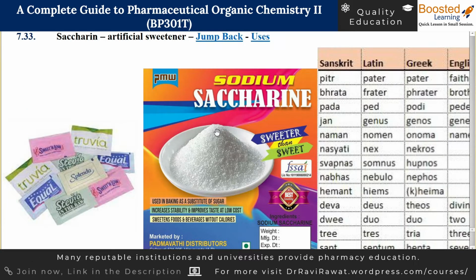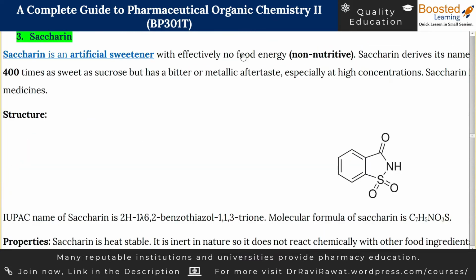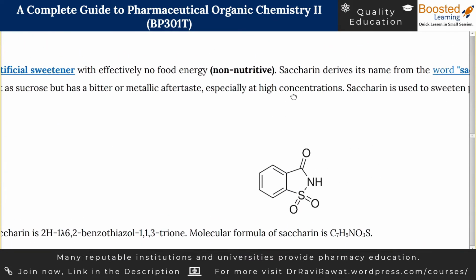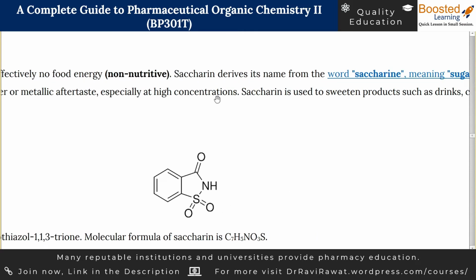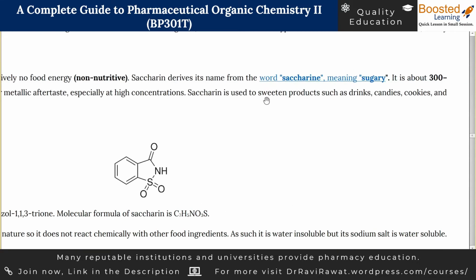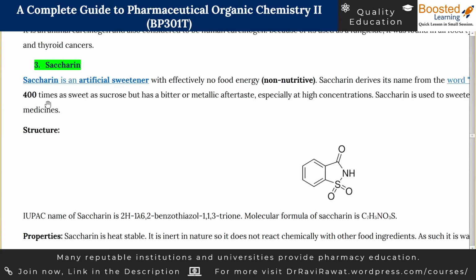So it is practically used to sweeten products such as drinks, candies, jellies, jam, and other things, but it is not sugar. So this can be helpful for somebody who does not want to consume calories but wants to eat sugary substances. And in fact, it is very sweet. You can see that it is roughly around 300 to 400 times sweeter as compared to sucrose, but it is no sugar at all.